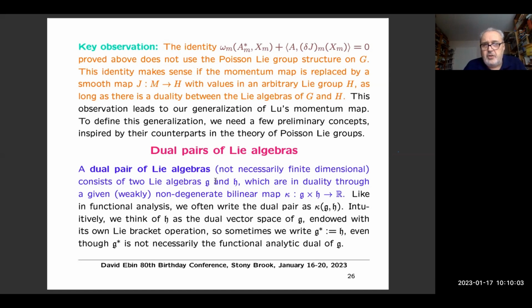A dual pair of Lie algebras, not necessarily finite dimensional, consists of two Lie algebras G and H, which are in duality through a given weakly non-degenerate bilinear pairing. Call it kappa. I'm using notation that reminds me of semi-simple Lie algebra theory. If you see kappa, you think Killing form. Yeah, sort of intuitively, that's what I'm doing. And I'm writing H to be G star because I think in the back of my mind, even though that's not true, that H is the dual of G.